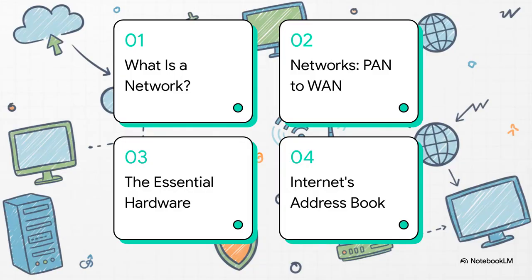All right, so here's the plan for our explainer. We're going to start with the absolute basics. What even is a network? Then we'll see how they scale up, look at the actual hardware that makes it all work, and finally, we'll uncover how the internet uses its own kind of address book to get data where it needs to go.